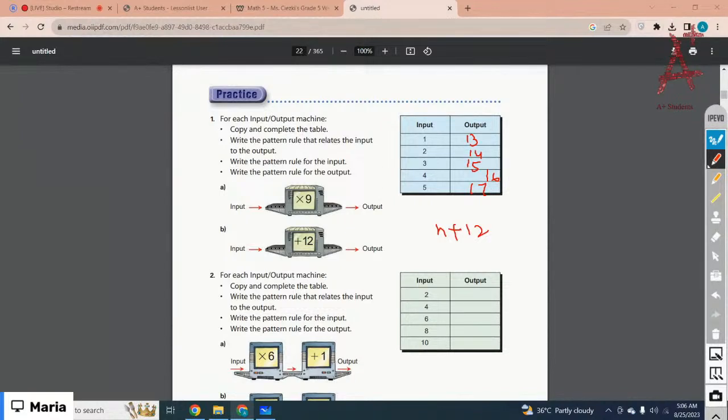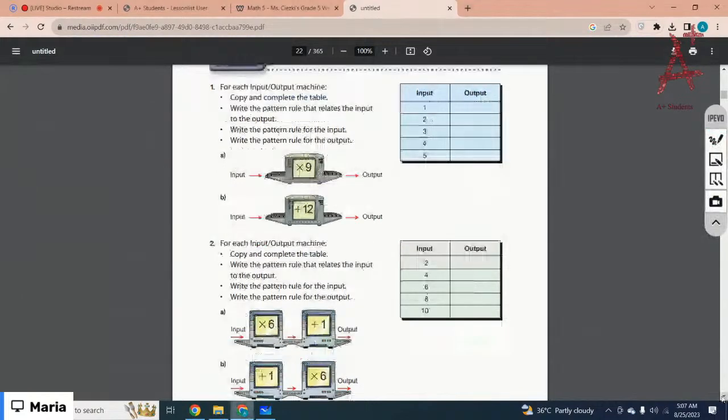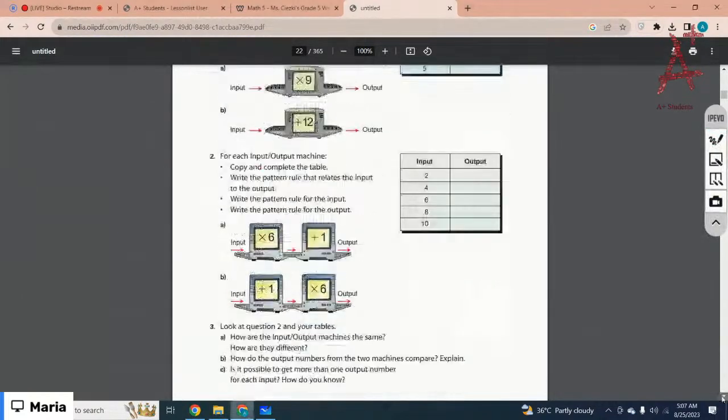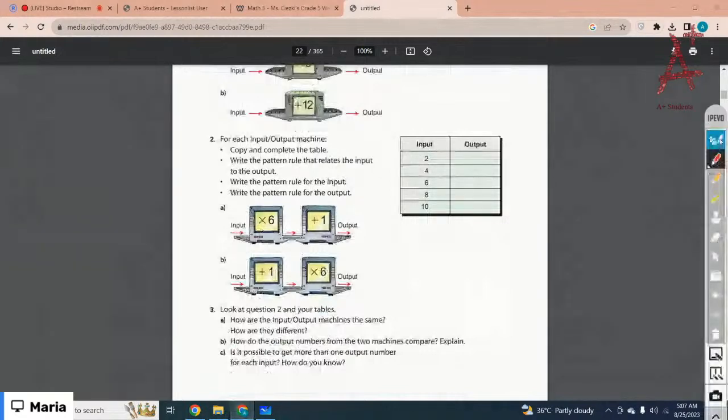Okay, question number 2 is, for each input output machine, copy and complete the table. Write the pattern rule that relates the input to the output. Okay, so you have to multiply input by 6 first, then you have to add 1, you'll get your output, right?